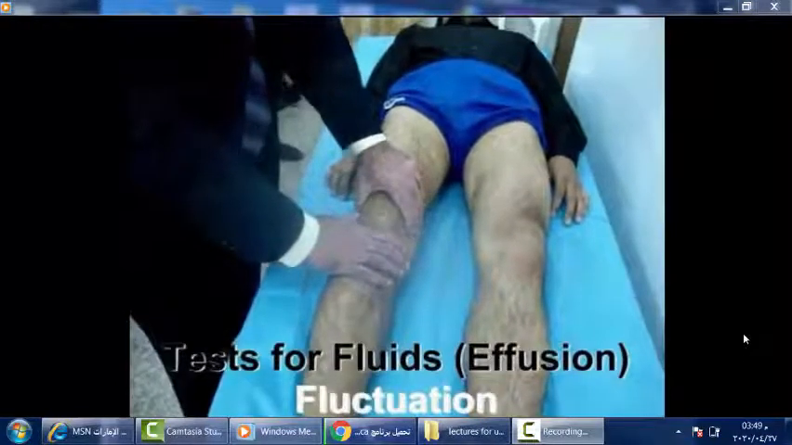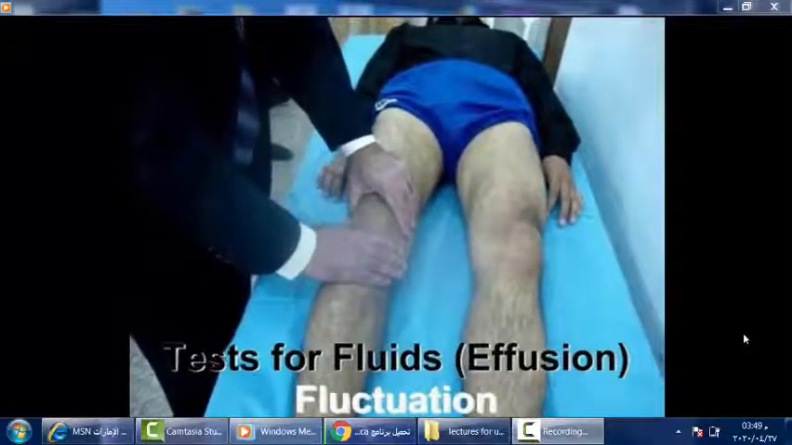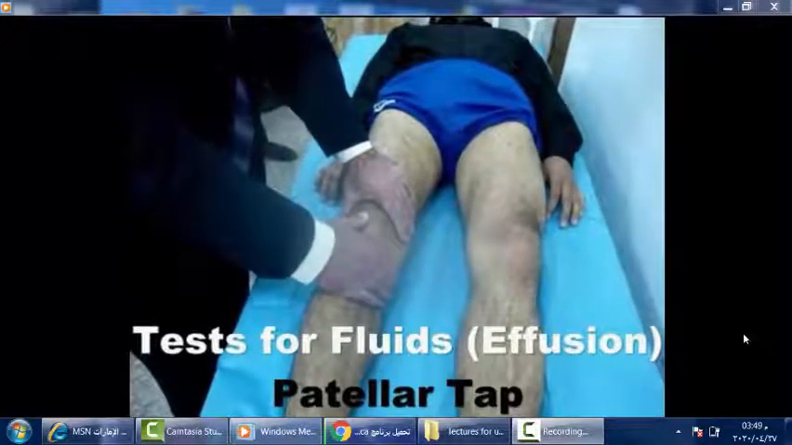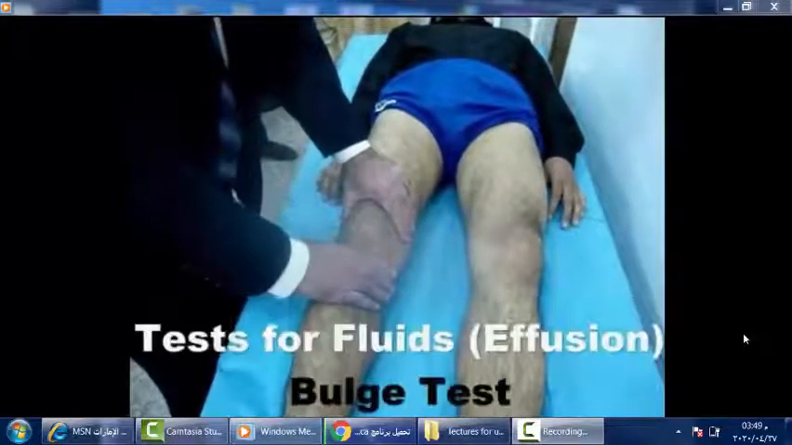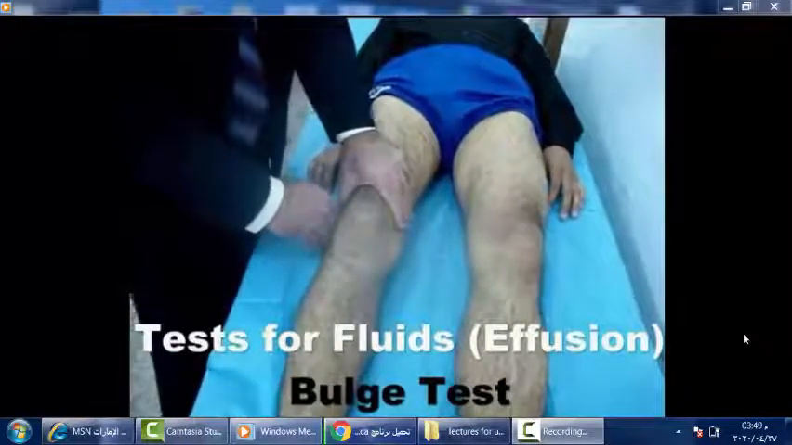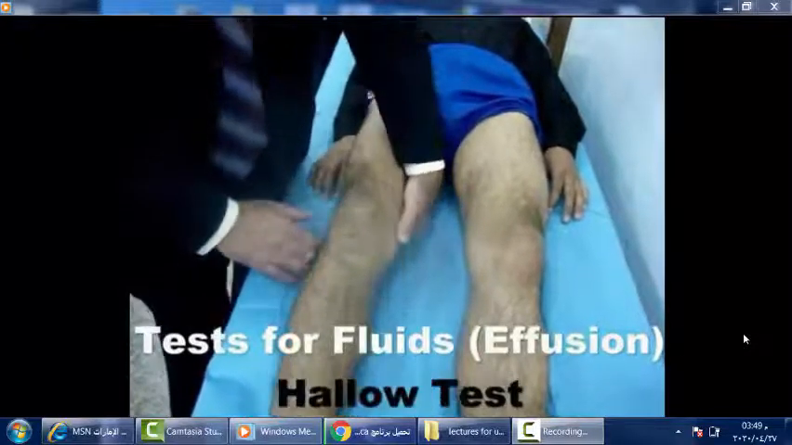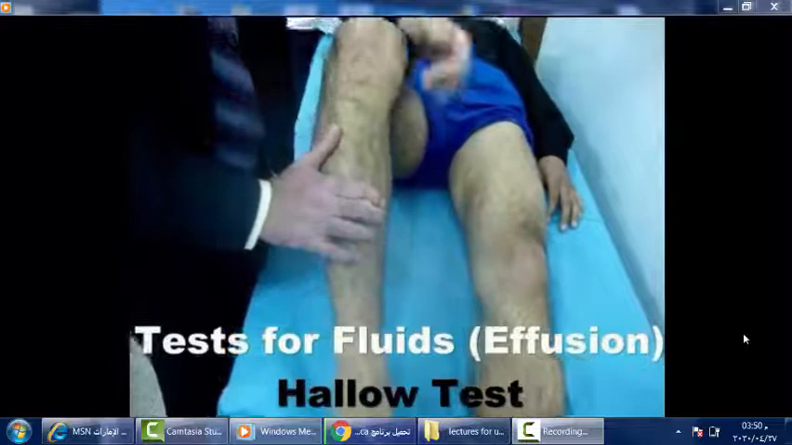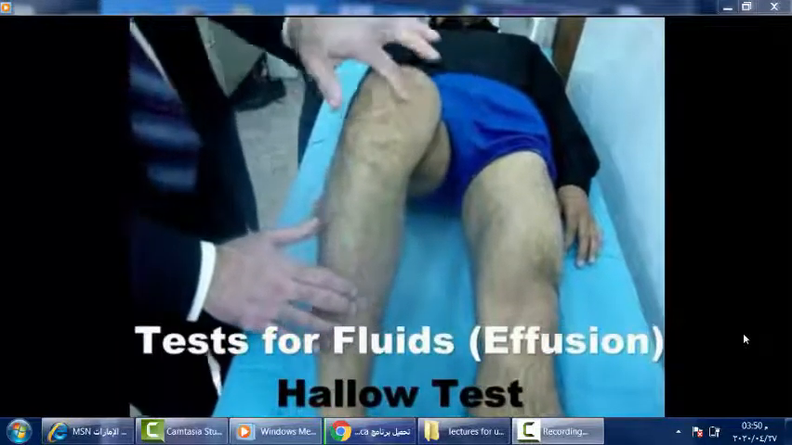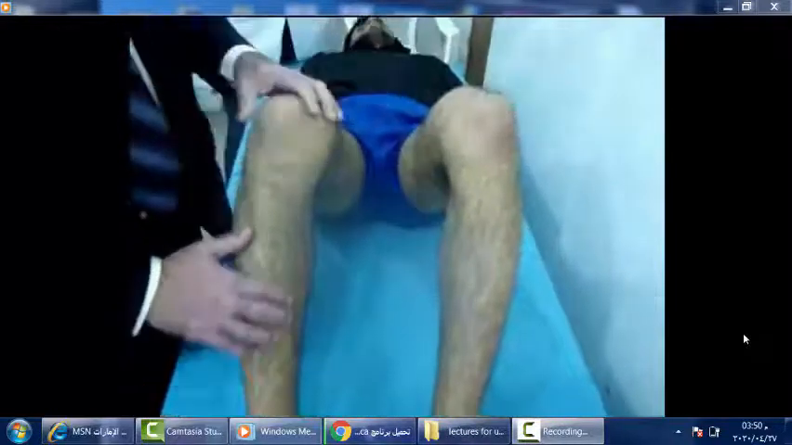And then you have to test for fluid by the fluctuation test using both hands. The superior hand we call the squeezing hand, the inferior hand we call the watching hand. And the patellar tap. The pulse test is to squeeze the fluid from the whole compartment to see if there is any pulse medially, and the halo test is to palpate the halo on both sides of the patellar tendon.